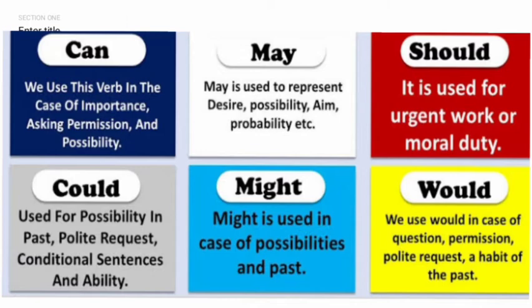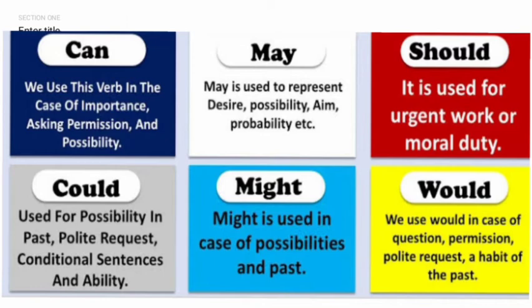May is used to represent desire, possibility, aim, probability. When you are a little bit unsure about what will happen, whether it happened or not, then we will use may. There is a possibility. Should is used for urgent work or for moral duties, that this is the work we should do. We mostly use it to obey laws, obligations and duties. You should follow the rules, you should follow the classroom rules, like that.